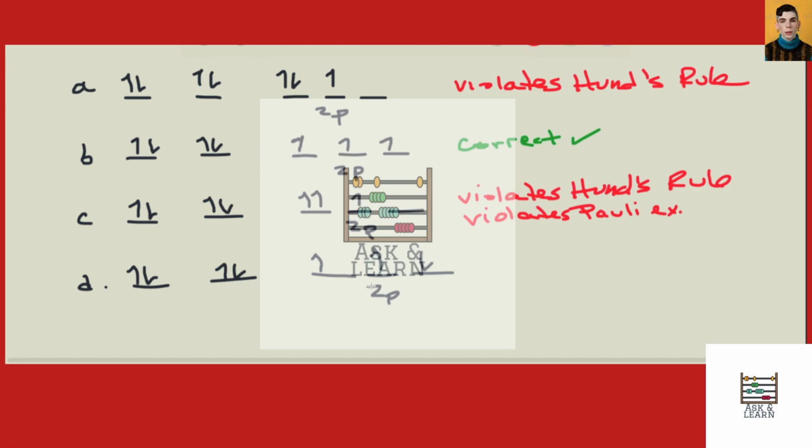And then the final one down here, we have 3 separate. Separate's good in terms of Hund's rule, but this last one should be pointing in the same direction as the first 2. So this one violates the Pauli exclusion principle. So out of the 4, there's only 1 that's correct.